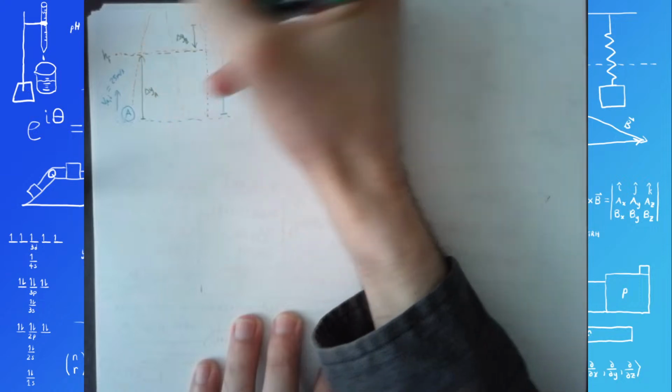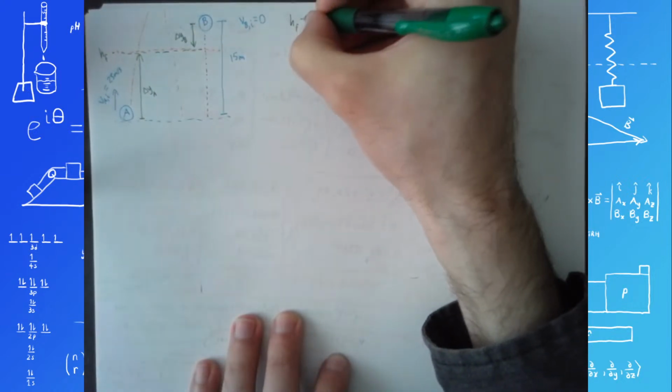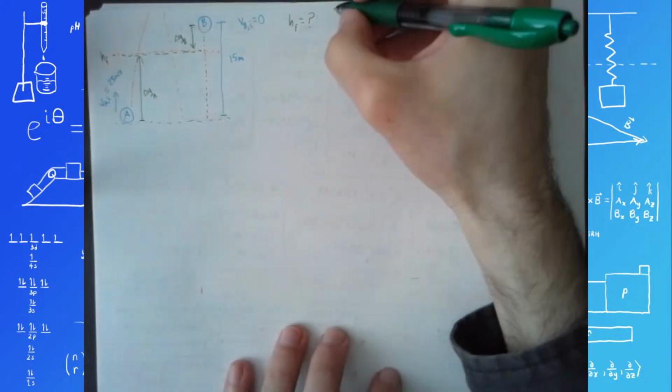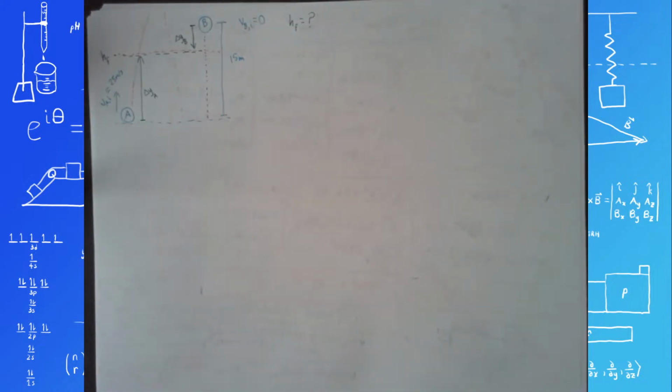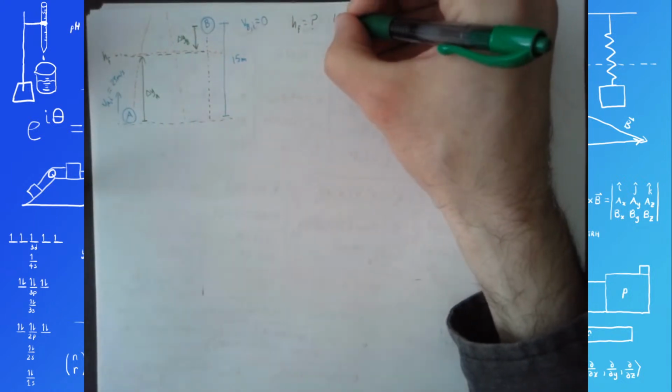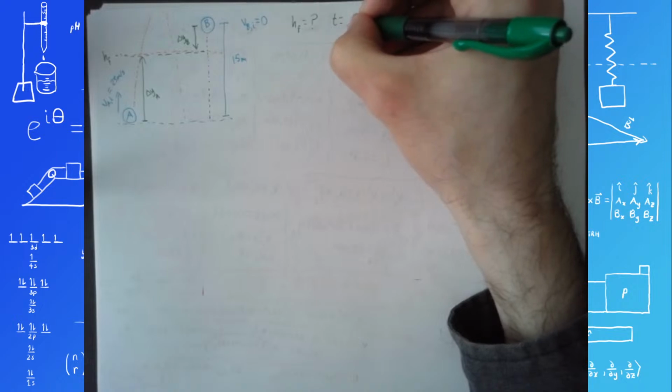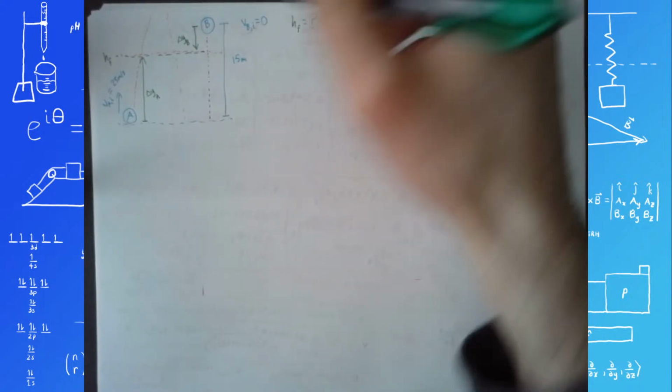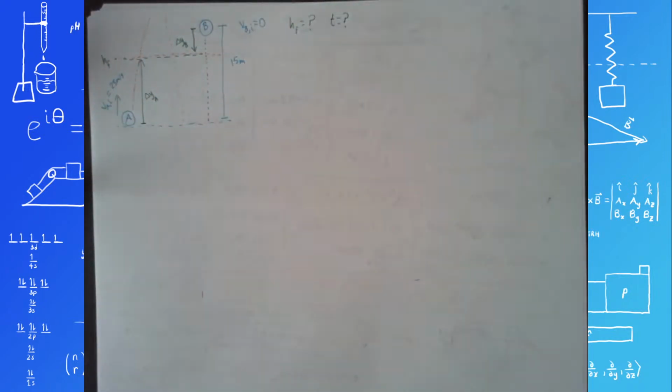This H final is what we're trying to calculate. That's the first thing we need to calculate, and then once we have it, we reuse it to calculate the actual question they're asking, which is how much time does it take for these two balls to reach this height?